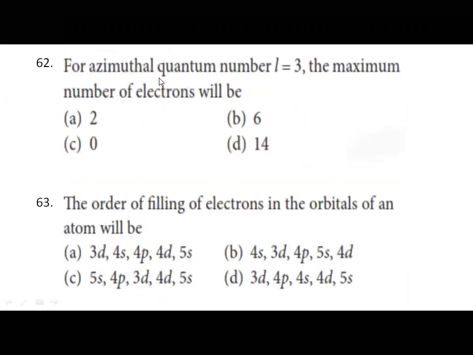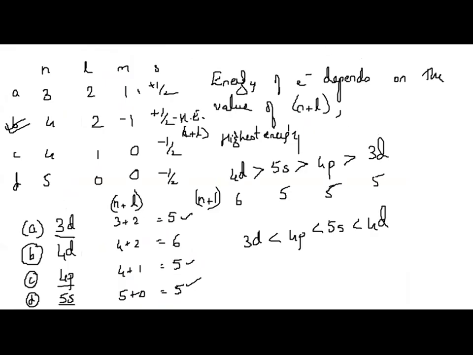For azimuthal quantum number L equal to 3, the maximum number of electrons will be. So they have said azimuthal quantum number L is equal to 3. L equal to 3 means what? I'm repeating again. L equal to 0 means s, L equal to 1 means p, L equal to 2 means d, L equal to 3 means f. Please do remember this. So L equal to 3 means which subshell? It is the f subshell.